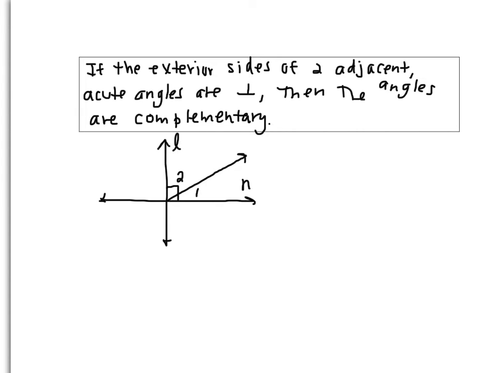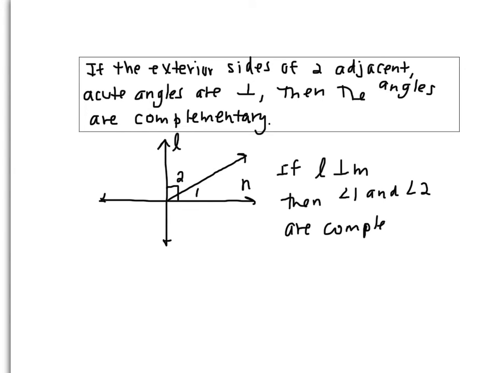So we would have to be told in our hypothesis if line L is perpendicular to M, then angle 1 and angle 2 are complementary. And then another thing you would be allowed to say is that the measure of angle 1 plus the measure of angle 2 is equal to 90 degrees. Now for some practice.